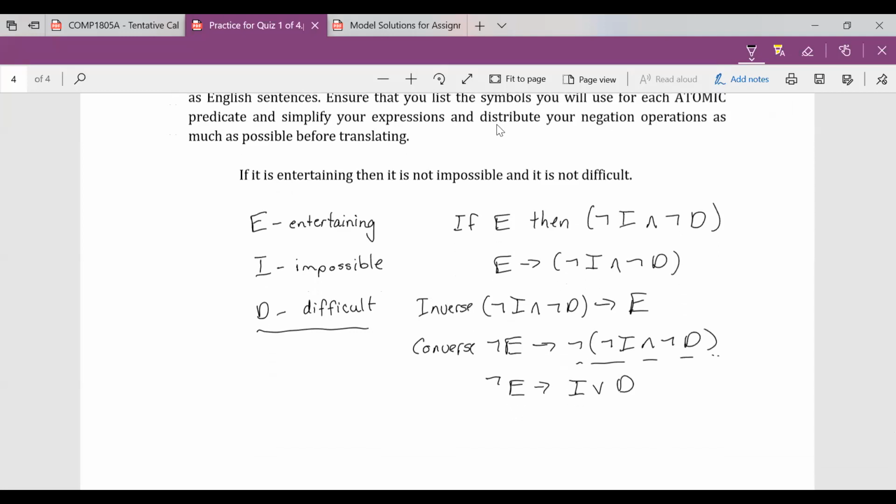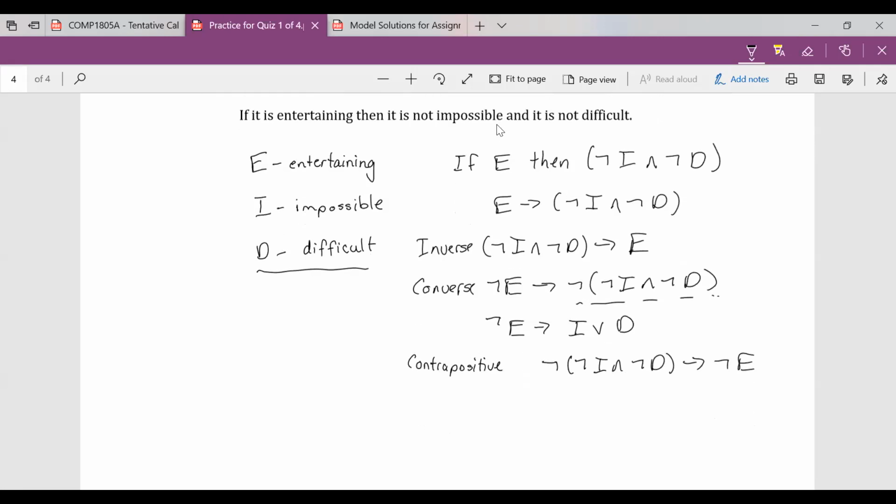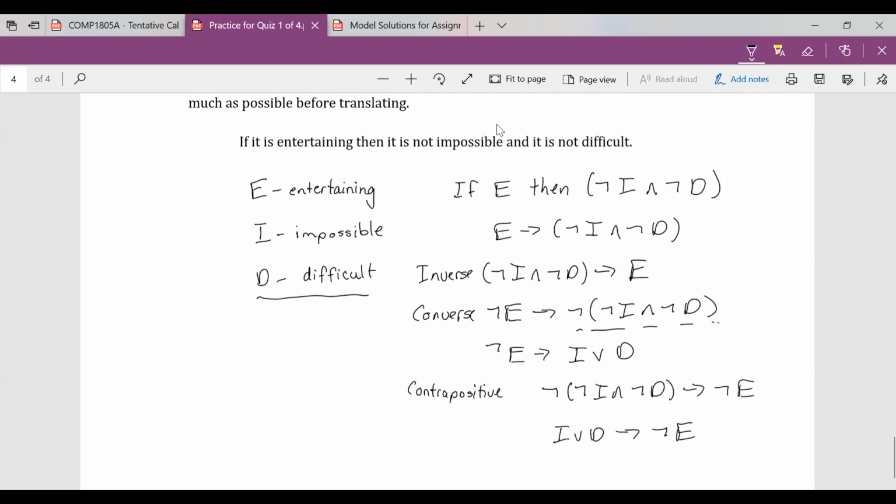And the contrapositive is then not E, and then I would simplify this again using De Morgan's to I or D. So then the contrapositive expression is that if it is impossible or it is difficult, then it is not entertaining.